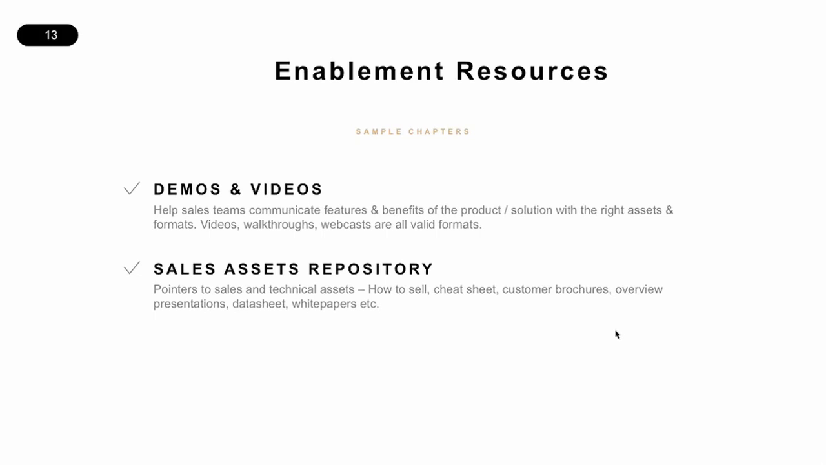And you can list them all here under the enablement resources section. And obviously, there are the sales asset repositories, which is of course all assets that you think are good to go and can be shared with some of the customers.